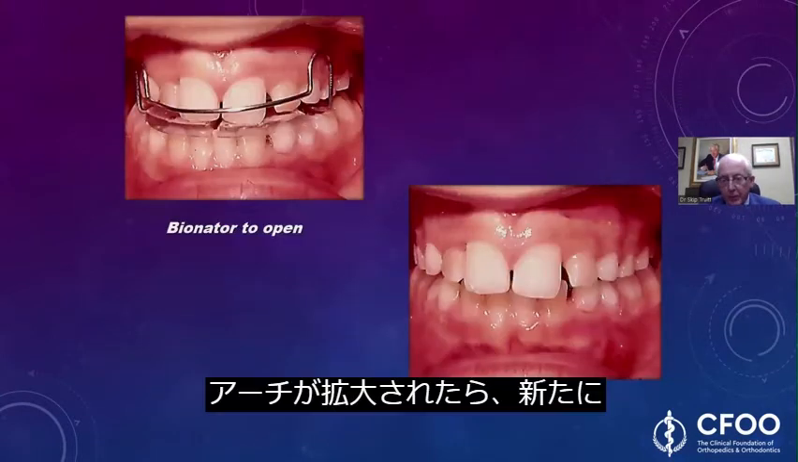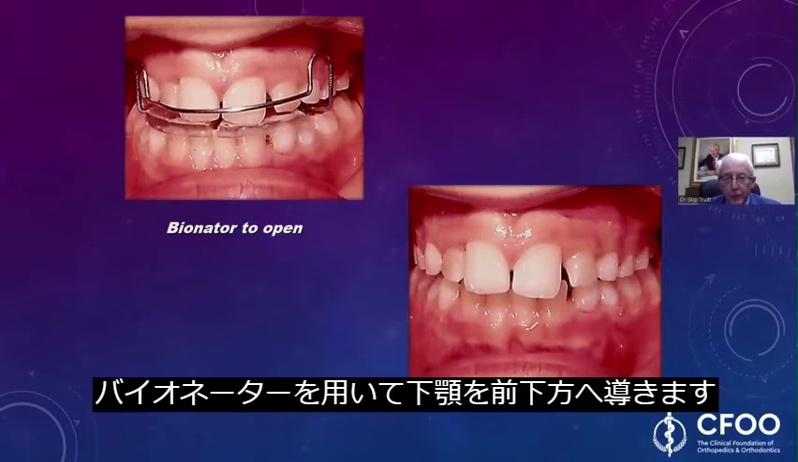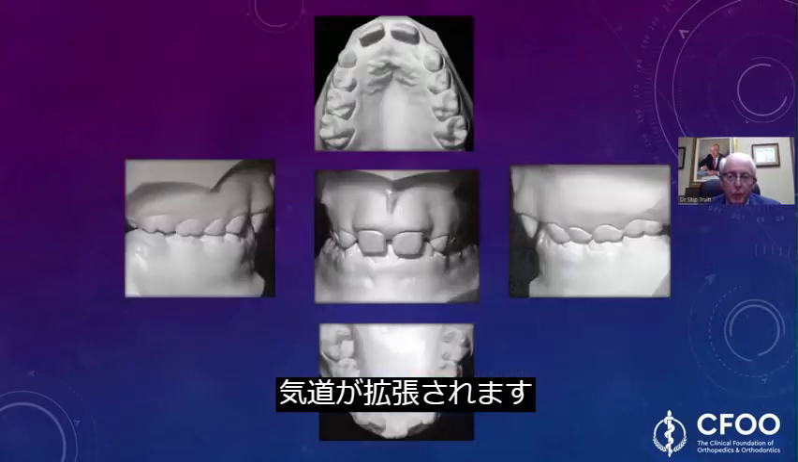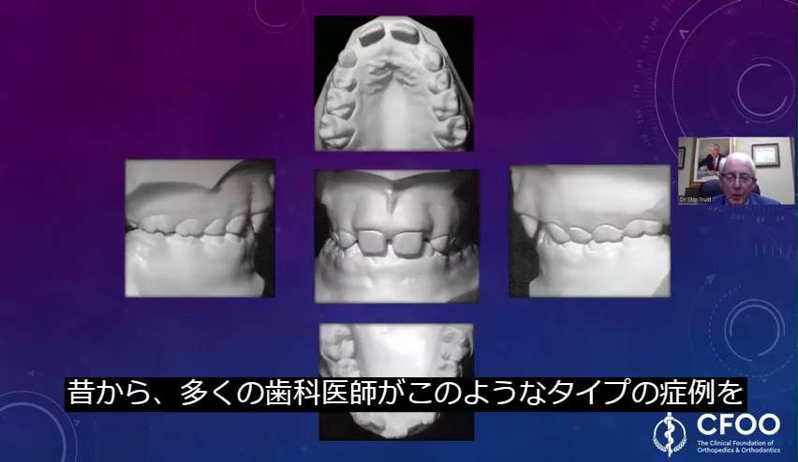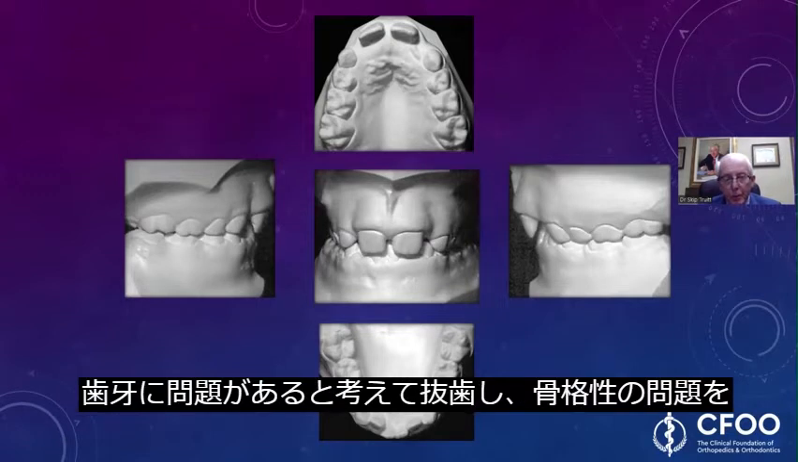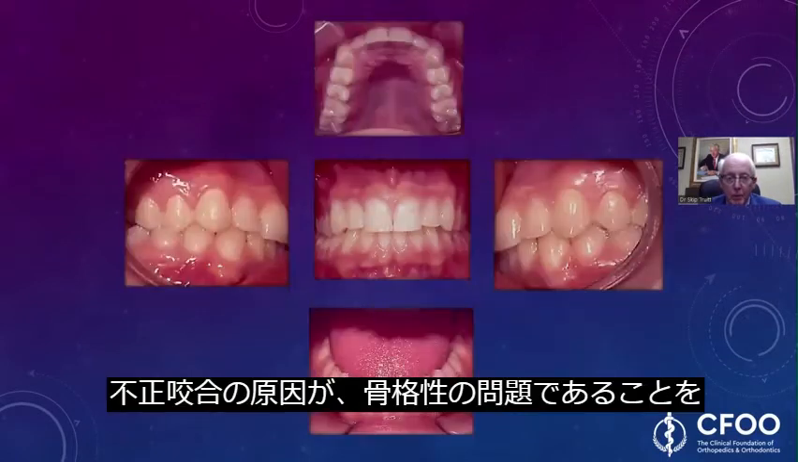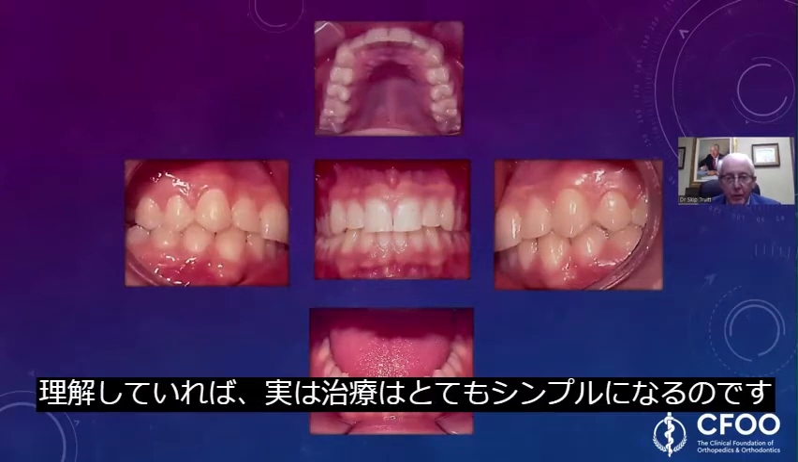Once the arches are developed, the next appliance was a bionator to distract the mandible down and forward. That completed the development of the airway, so the child had a patent airway both through the developed maxilla and the repositioned mandible. So classically, most dentists will view this type of situation as a dental problem, start extracting dental units, and actually make the skeletal problem worse. It's very simple to treat if one understands the underlying skeletal cause of the malocclusion.